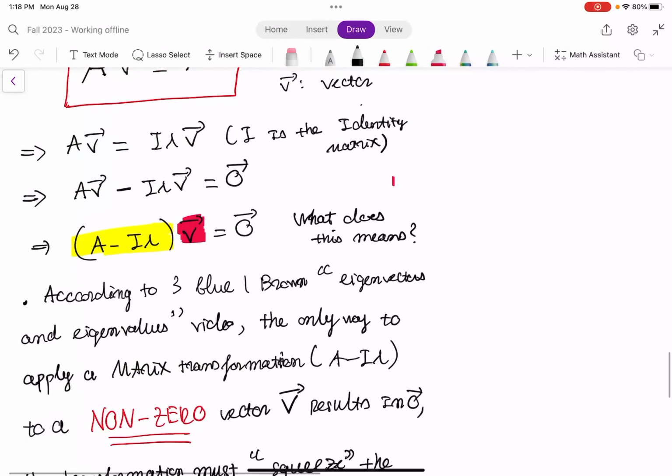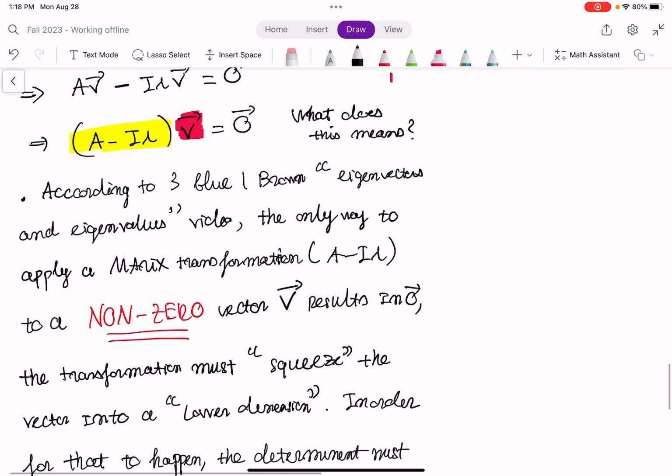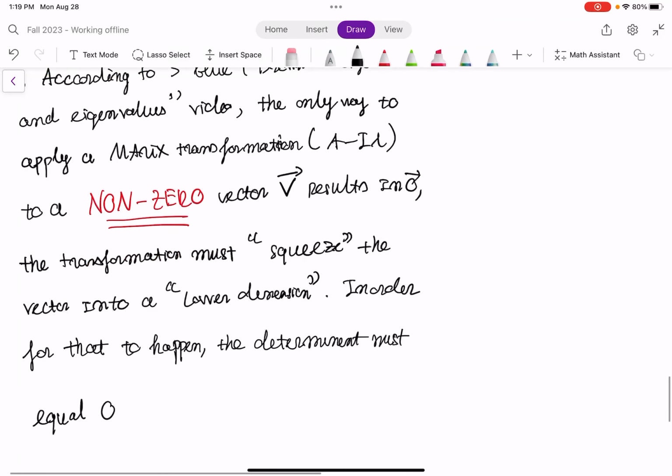Basically, when y'all look at this, what you are doing is applying a transformation or a matrix, which in this case is A minus I lambda, to vector V, and you squeeze it down to 0. Usually what happens is you apply a matrix to a vector and it results in another vector of the same dimension. That's the most common case, instead of 0. So 0 is a special case that happens. So the determinant has to become 0, so that it can squeeze V to a lower dimension.